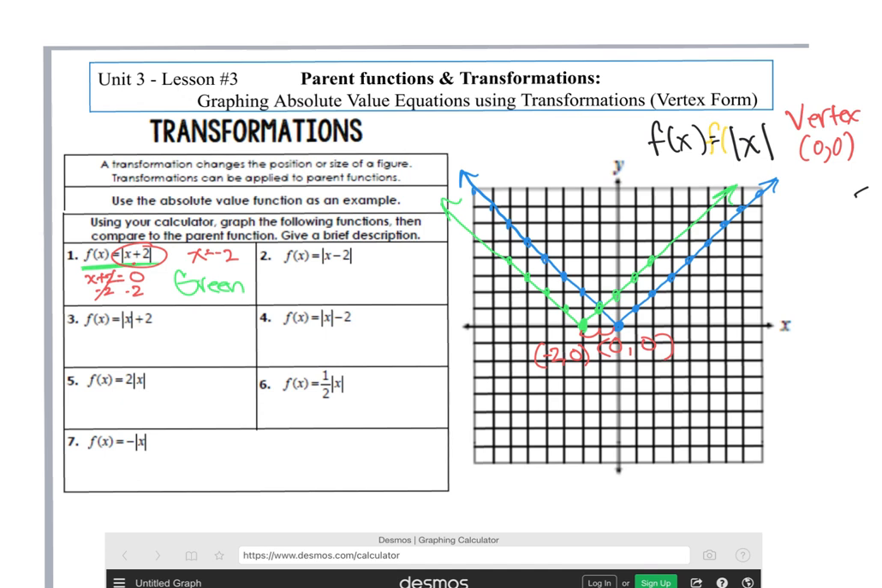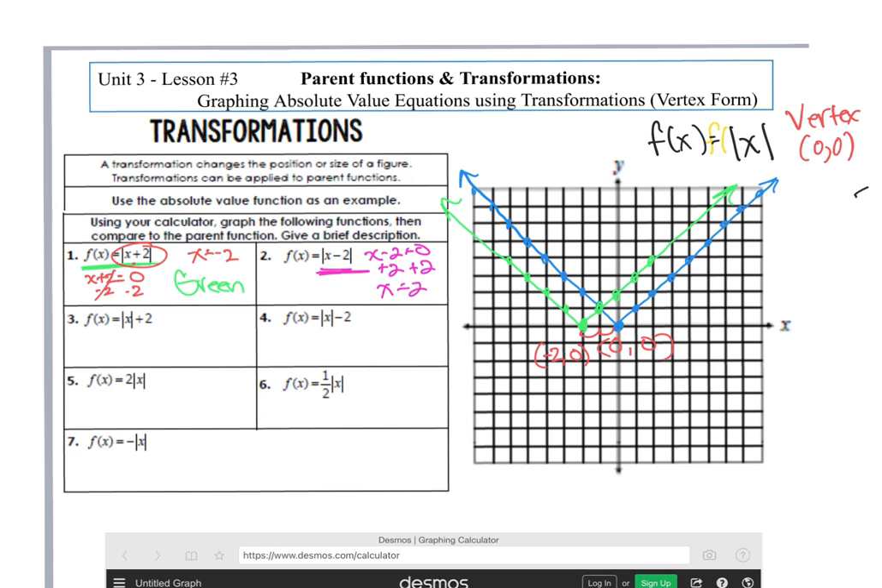Now next, on number 2, we have the absolute value of x minus 2 inside the absolute value bars. Okay, I'm going to do this in pink. Now, when I graph this, if I take the inside, x minus 2, set it equal to 0, and solve for x, I'm going to get x equals +2.